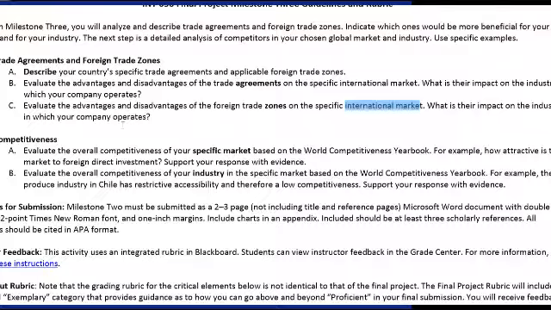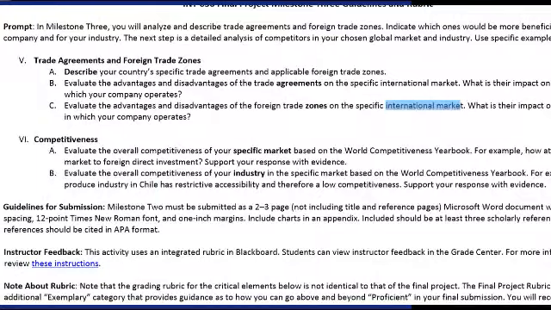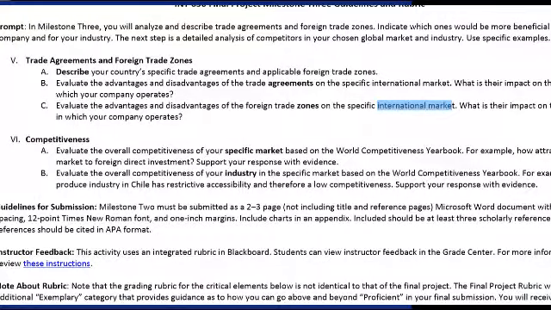Now, we're going to talk about competitiveness, and that is, of course, section 6. Evaluate the overall competitiveness of your specific market based on the World Competitiveness Yearbook. For example, how attractive is this market to foreign direct investment? Support your response with evidence.